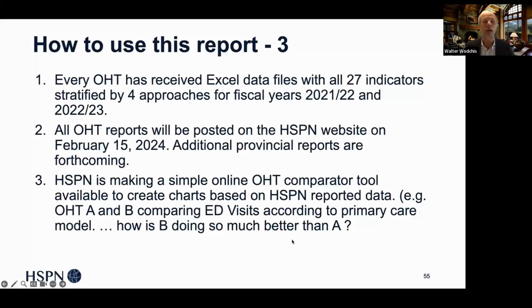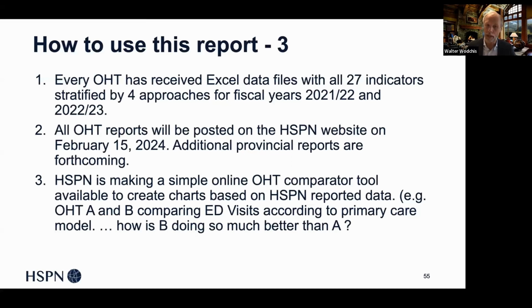Every Ontario Health Team has received, meaning someone in your team has received, Excel data files with all 27 indicators, their main results, stratified by four approaches for fiscal years 2021-22 and 22-23. We will be posting all of these online by February 15th. For now, the person that we had as your main contact, you can email us. We've caught a few people in the chat, but you can also email oht.evaluation@utoronto.ca for more information. We'll find out who in your OHT received the reports.